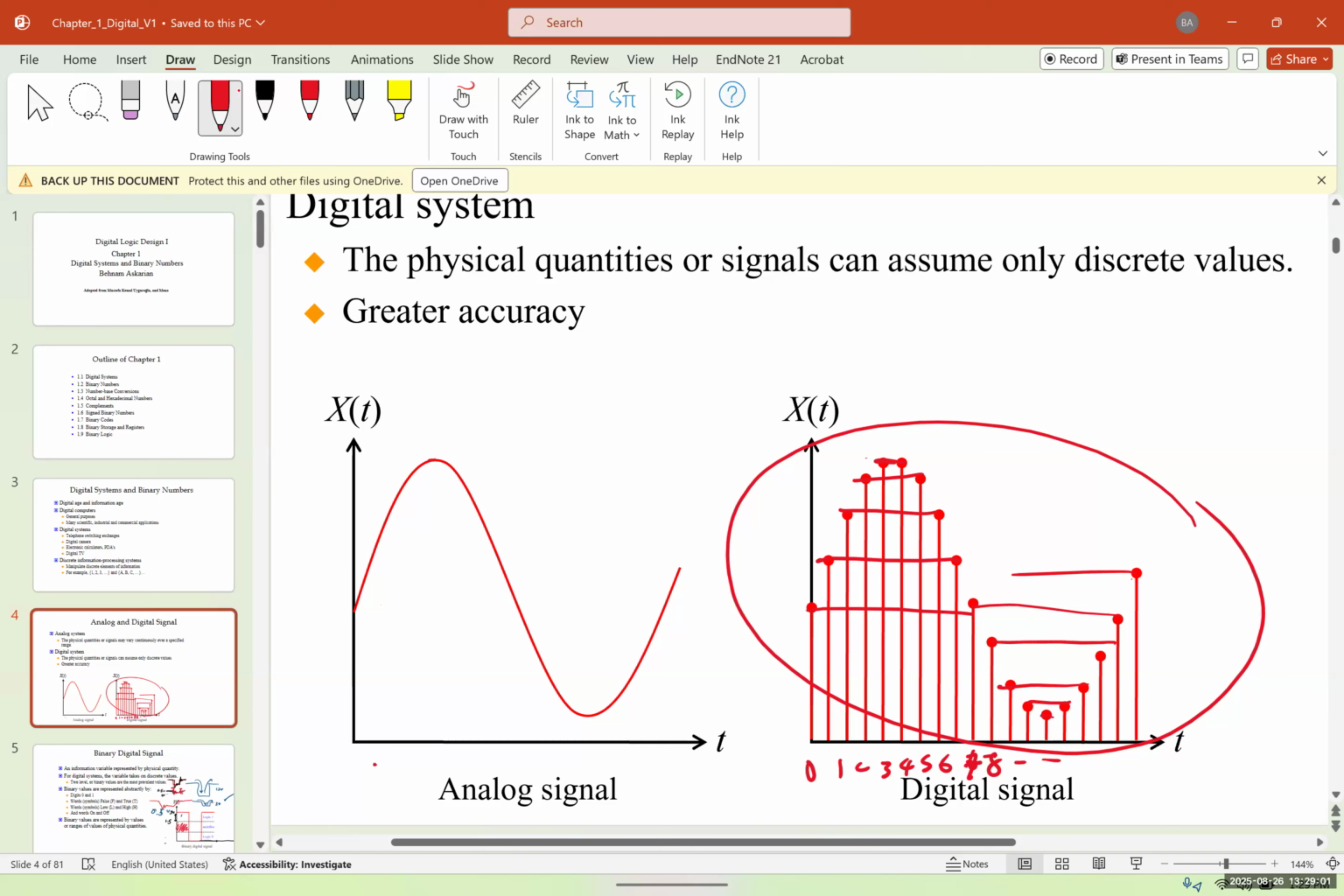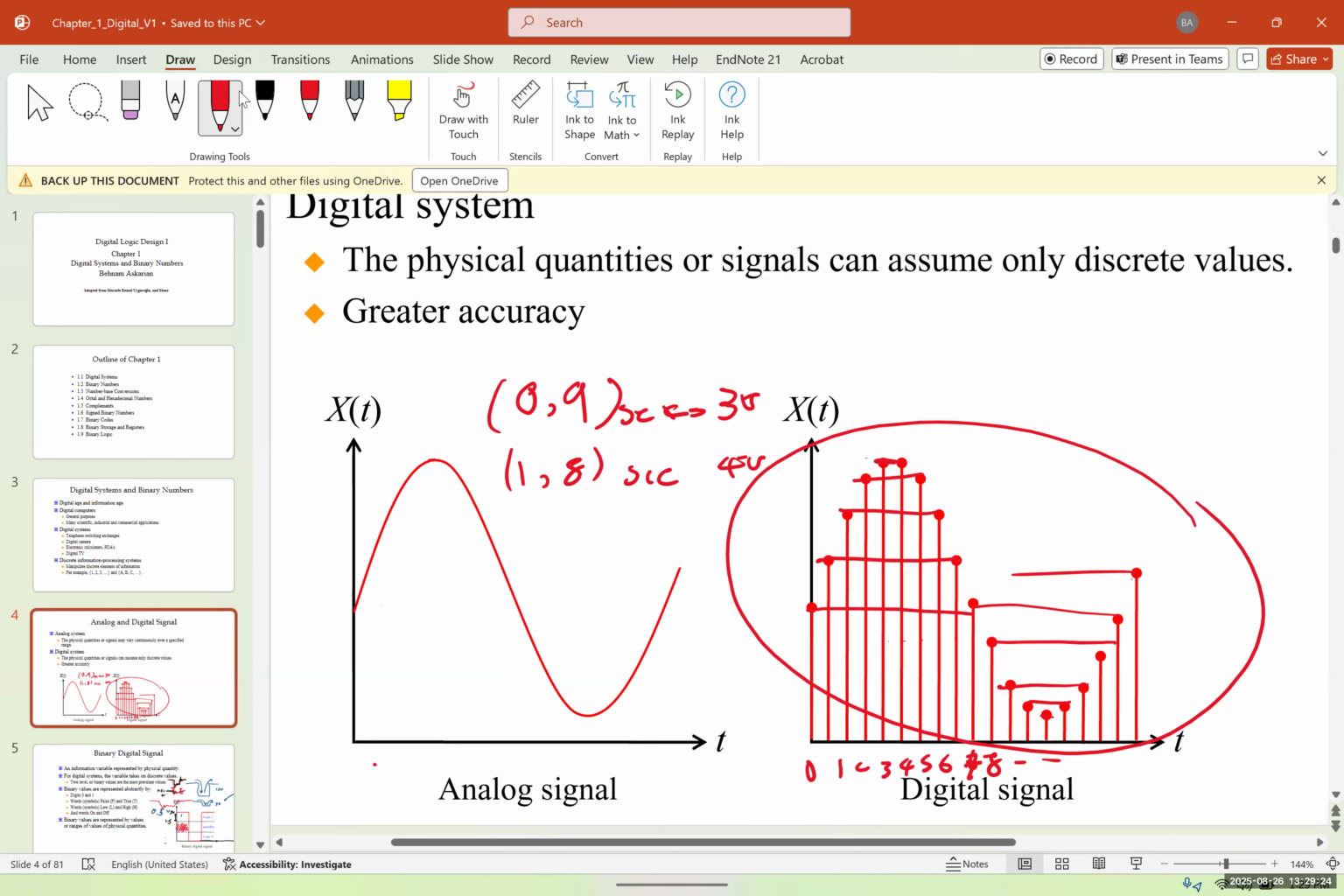So I can say at 0 and 1, 2, 3, 4, 5, 6, 7, 8, 9. And at 9 seconds, I have an amplitude of, let's say, 3 volts. And at 1 and 8 seconds, I have an amplitude of 4 volts. Do you get me? So I can compress it.